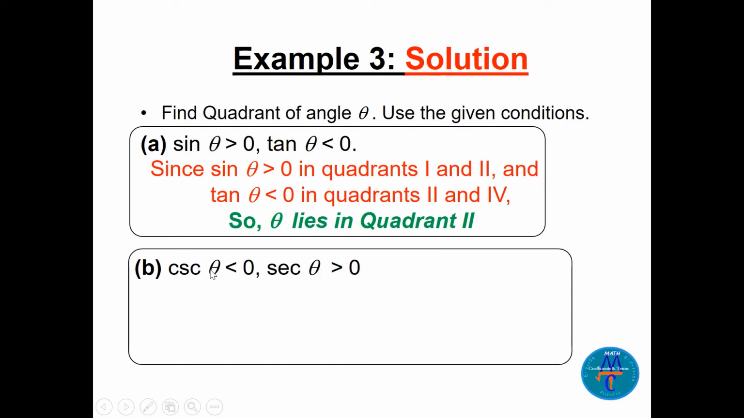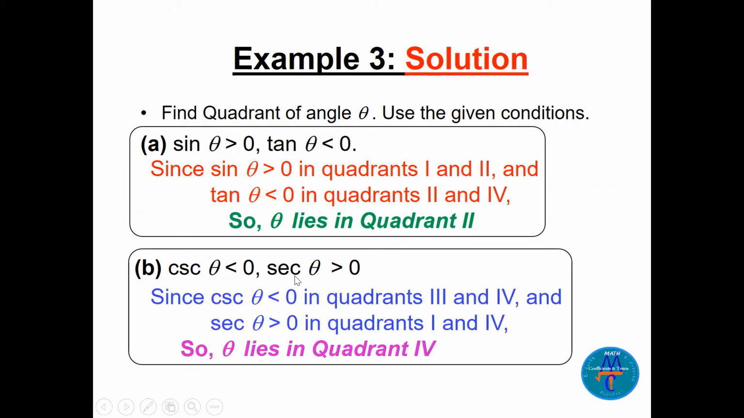Now let's see the second one. Cosecant theta is less than 0 and secant theta is greater than 0. Cosecant theta is less than 0 in quadrants 3 and 4, because cosecant is negative there. Secant positive will be in quadrants 1 and 4. That's related to cosine, which is x over r. So from these two conditions, theta should be in quadrant 4.